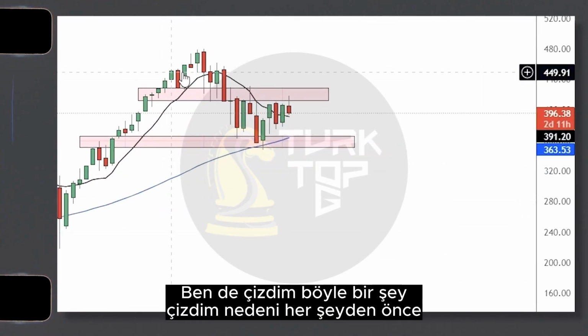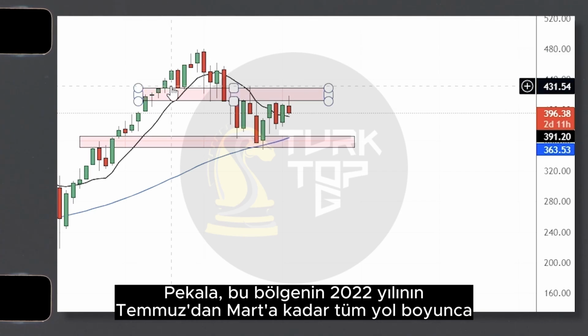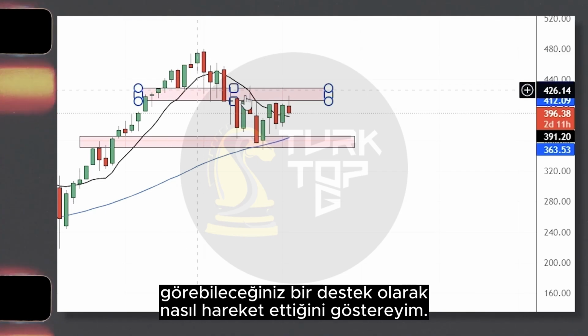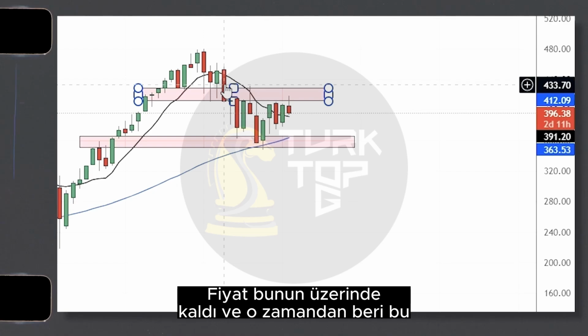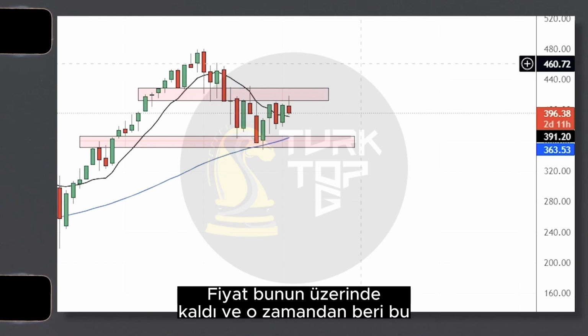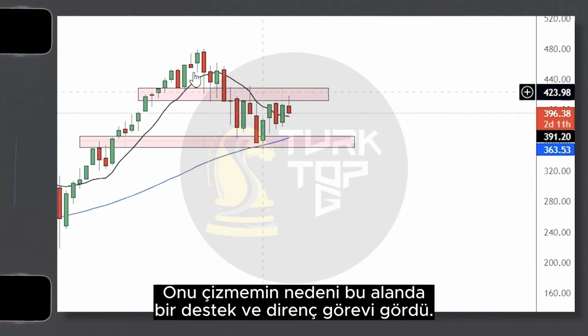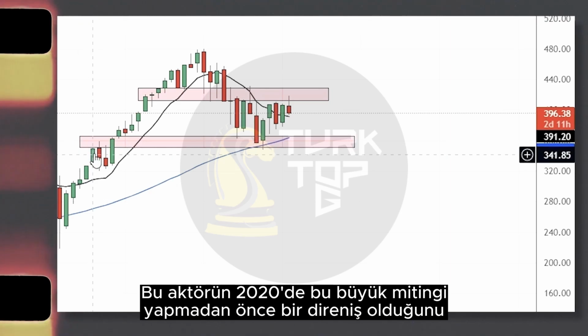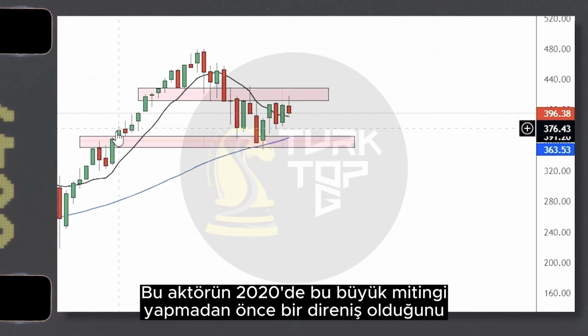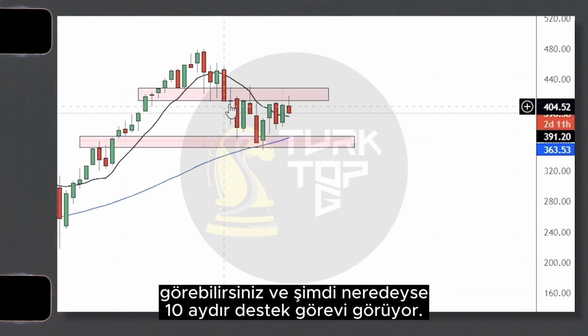The reason is, first of all, let me show how this area acted as support. You can see all the way from July to April of 2022, price stayed above this, and since then this area has kept price below it. That's why it's a zone. It acted as a support and a resistance. This area, the reason I drew it, you can see this acted as a resistance in 2020 before we had this massive rally, and now it has acted as a support for almost 10 months, keeping price above.